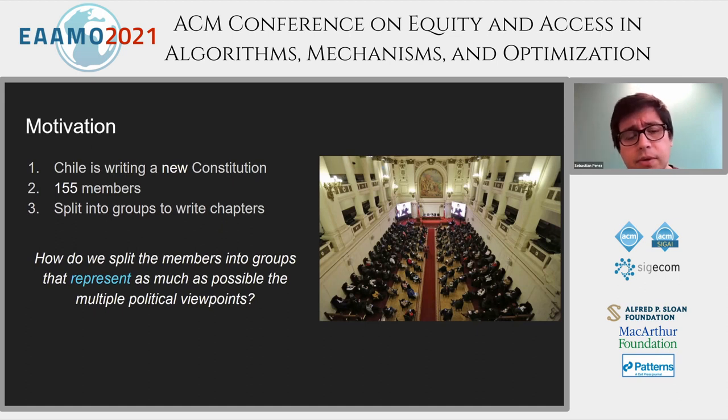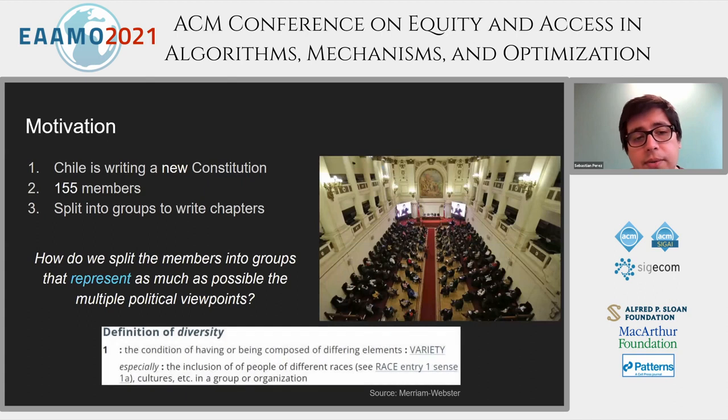So from time to time, these 155 members have to split into groups to write different chapters of the Constitution. And the question that concerns us is, how can we split the members of this group into different groups such that the political viewpoints in each of these groups are represented as much as possible? Or in other words, how can we maximize the political diversity in each of the groups?